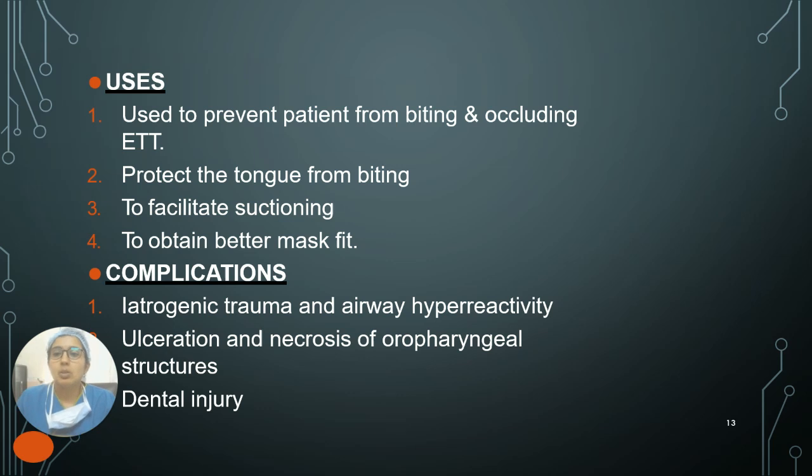It is used to prevent the patient from biting and occluding the endotracheal tube, to protect the tongue from falling backwards, to prevent tongue bites, to facilitate suction, and to obtain a better mask fit. Complications include iatrogenic trauma, airway hyperreactivity, ulceration and necrosis of oropharyngeal structures, and dental injury.